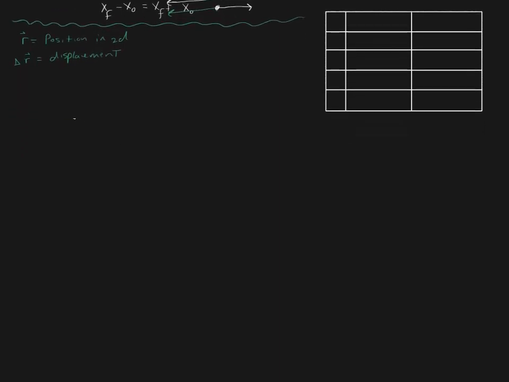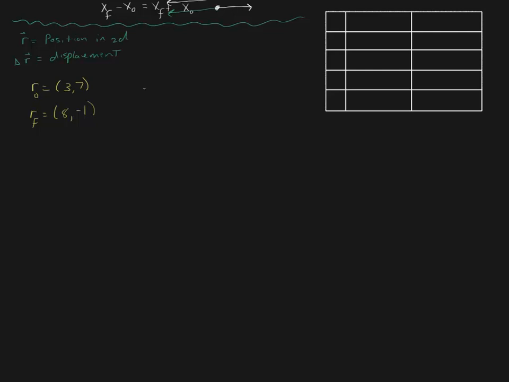So for that, let me give you the 2 points. We're going to say that R initial is equal to this coordinate pair, 3, 7 meters. R final is equal to 8, minus 1. Remember that it goes x, y. So the left column is x, the right column is y.